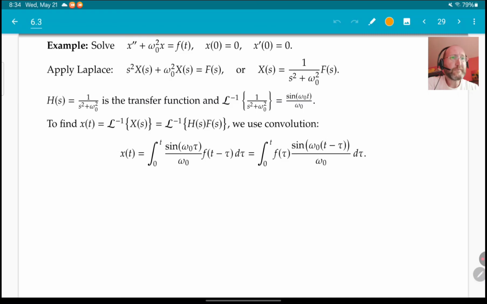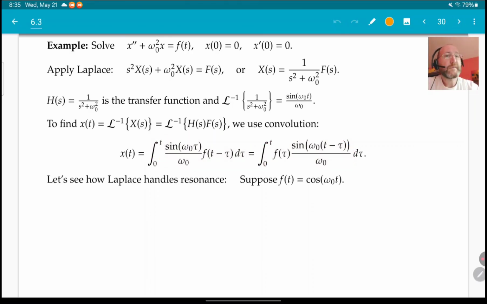Now, I mentioned this before, f star g is g star f. So we could write this in two different ways. You could write it like this, and you could write it like this. Sometimes one is more convenient than the other, but they're the same thing. So let's see how this handles resonance.